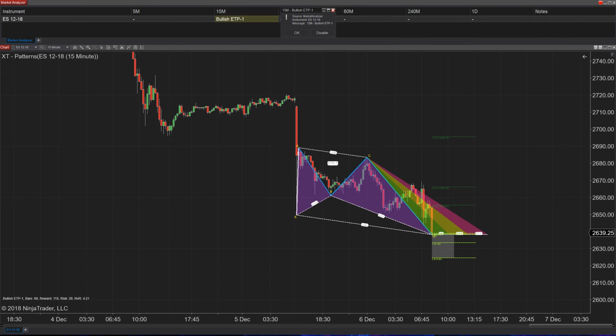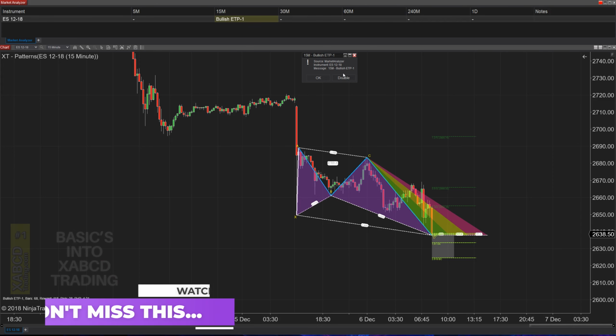Bullish, ETP 1. So a few things just happened. The first is a pop-up box came up and it told us that we had a new pattern. You also heard the audio alert at the same time, and you'll now see that the market analyzer shows us that there's a bullish ETP1 pattern underneath the 15-minute column for the ES. Now, of course, the most obvious thing is the pattern was automatically drawn in for us, and we're now aware of the fact that there's a pattern on the chart.